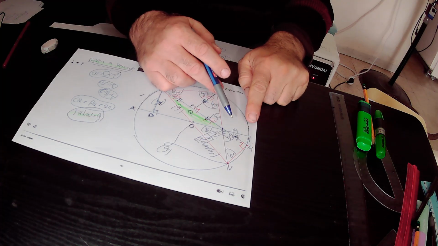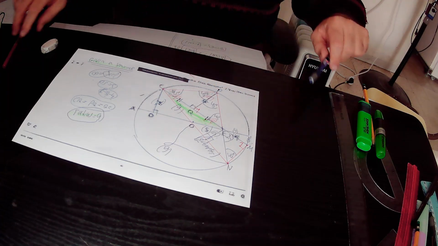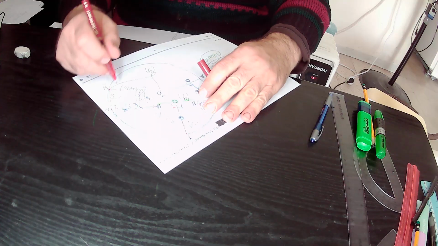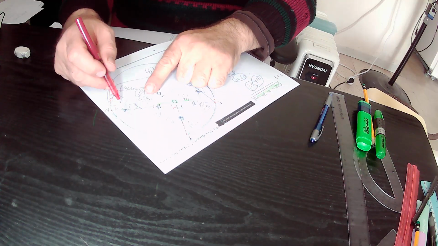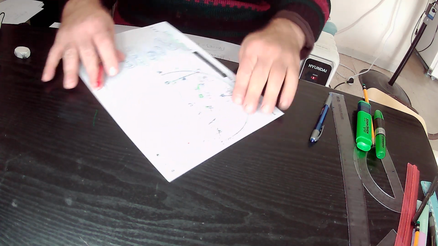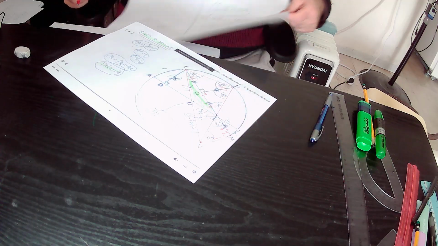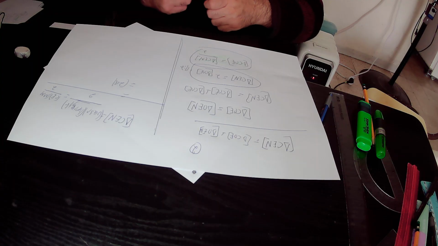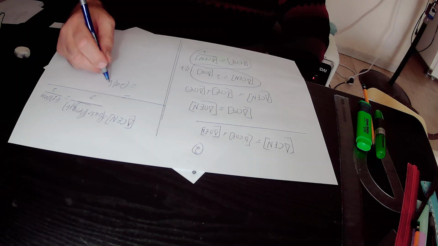So if we define the length of side MN as B, then the length of side EM must also be equal to B because they are equal to each other. So therefore the height MN is B. MN is B over 2.